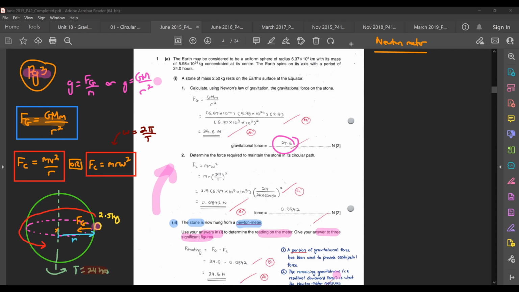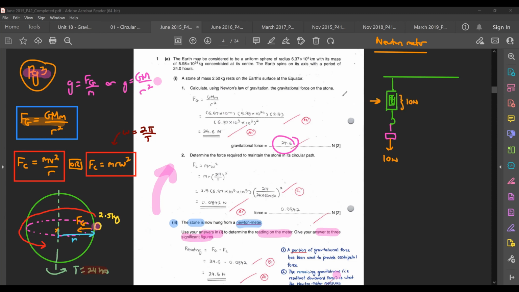I try to hang the Newton meter somewhere from a support. My Newton meter looks something like this, with a square and a spring inside somewhere. All right, then this is where I hang my load. Say, for example, right now I tell you that the weight of my mass is 10 Newton. My Newton meter will tell me 10 Newton.